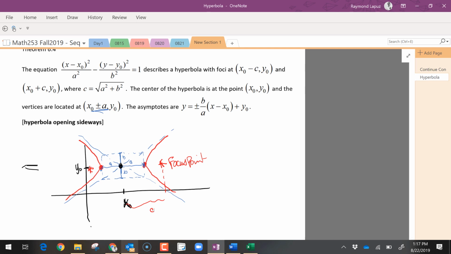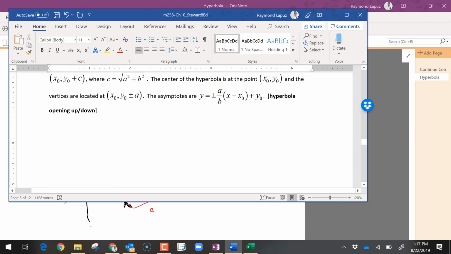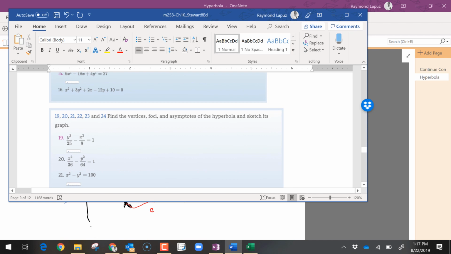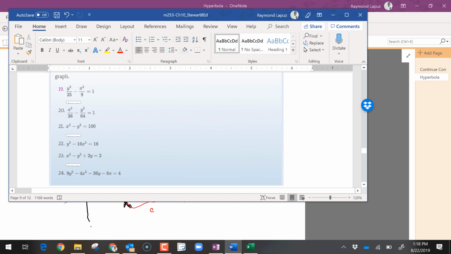All right, let's do an example. By the way, this was an example where the y was negative. If the x squared was negative, then it would be a hyperbola opening up and down. All right, we'll start with, I don't know, what should we start with? 19, 20, 21. Let's do 23 where we actually have to complete the square because we're all experts at that already, right?